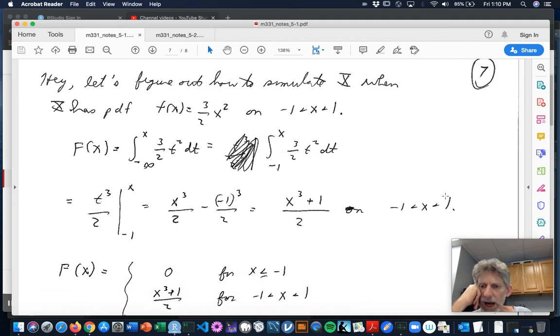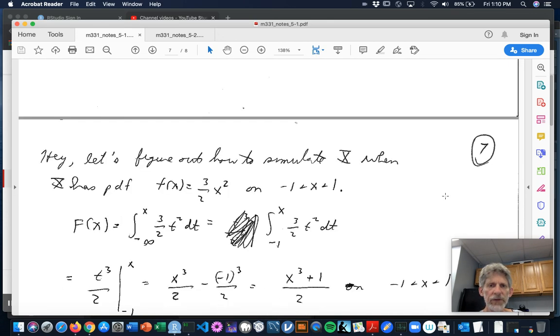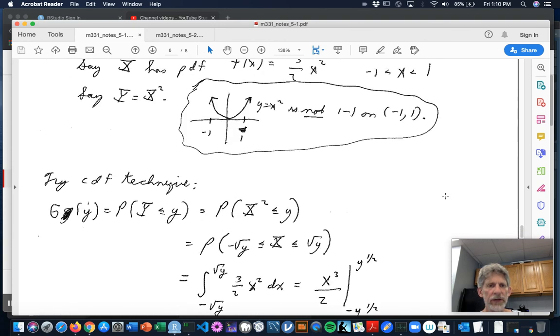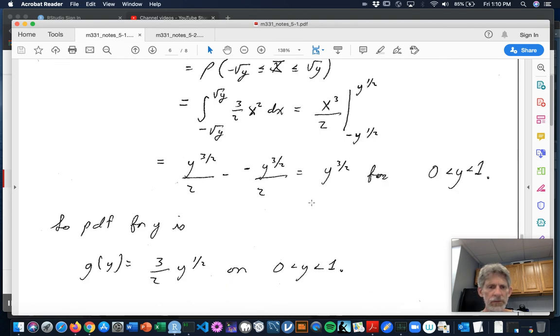I do want to try out that theorem 5.11. So why don't we try to figure out how to simulate that random variable X up here, the one that has this PDF. Okay.